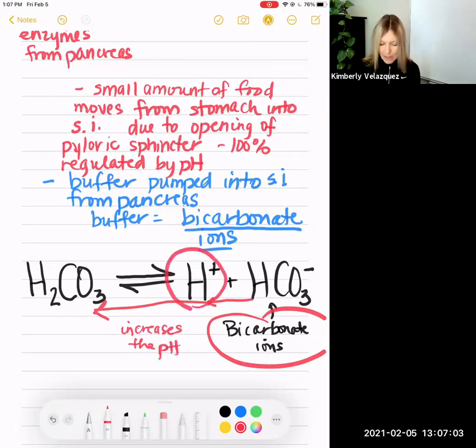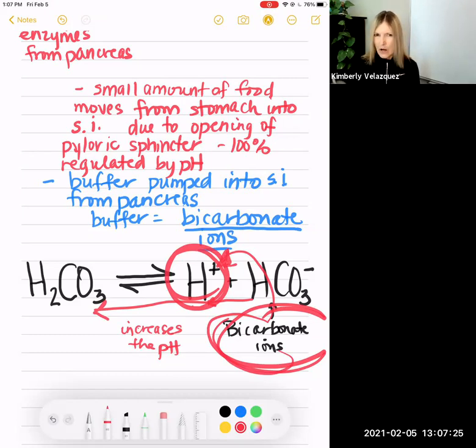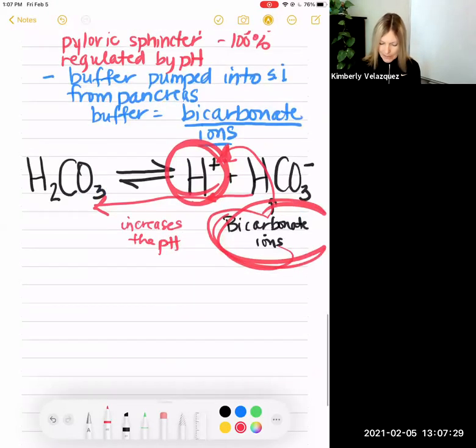Remember, if we tie up all these free hydrogen ions, then they're not free in the solution to make it more acidic. So the way to bring up the pH is to pump in a bunch of bicarbonate ions, tie up all the free acid in that food that just got pumped from the stomach, and bring that pH back up. So a little bit of food comes in, closes off, doesn't let more in. We're going to pump in some buffer, so the pH increases.